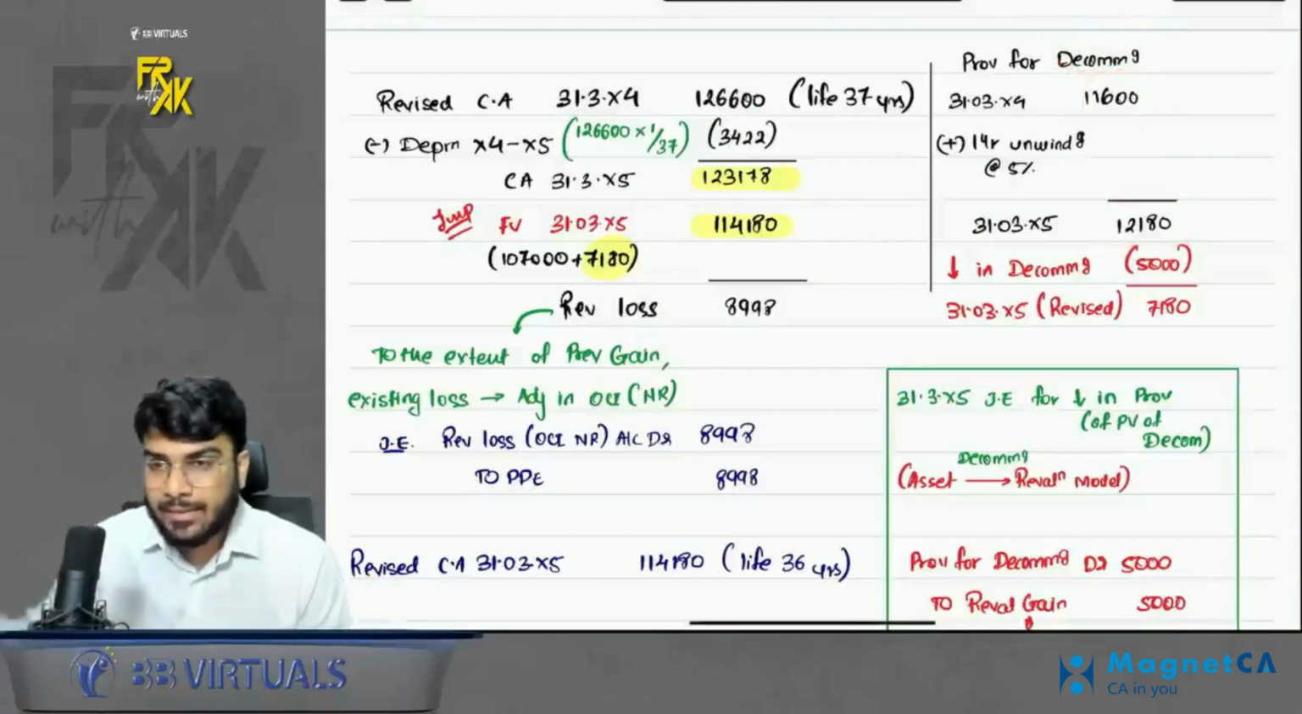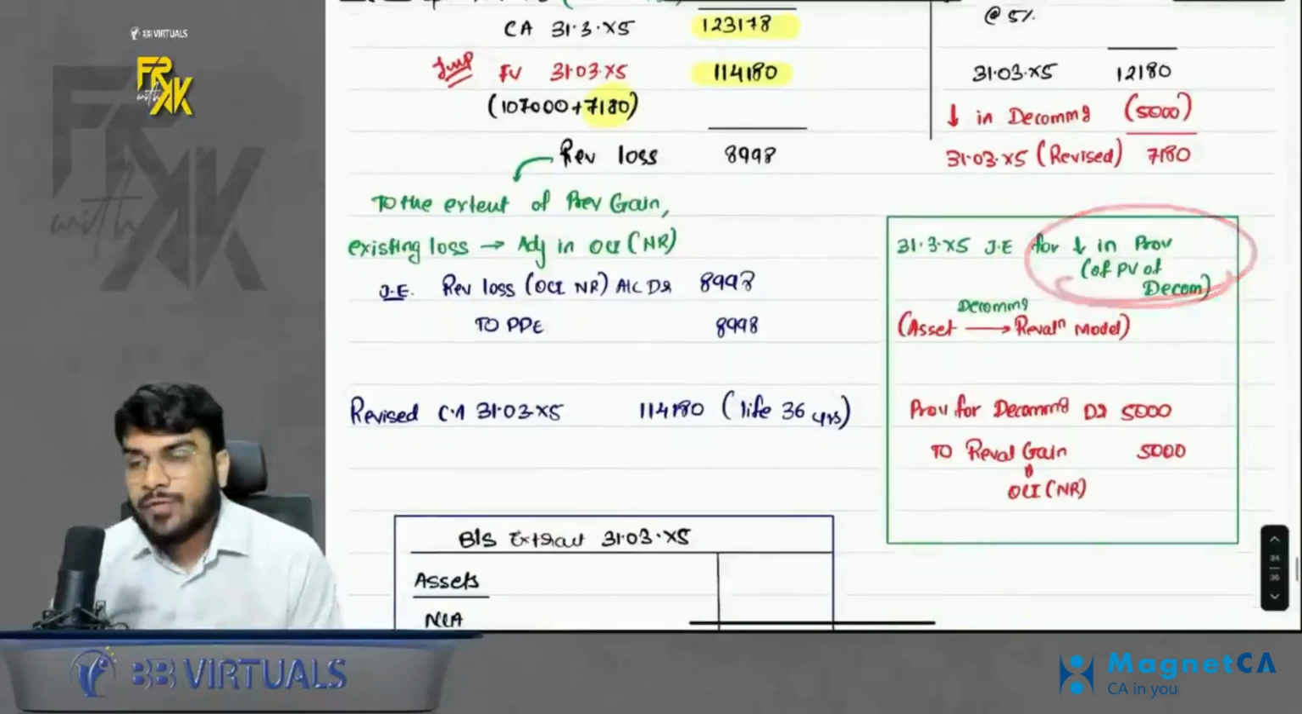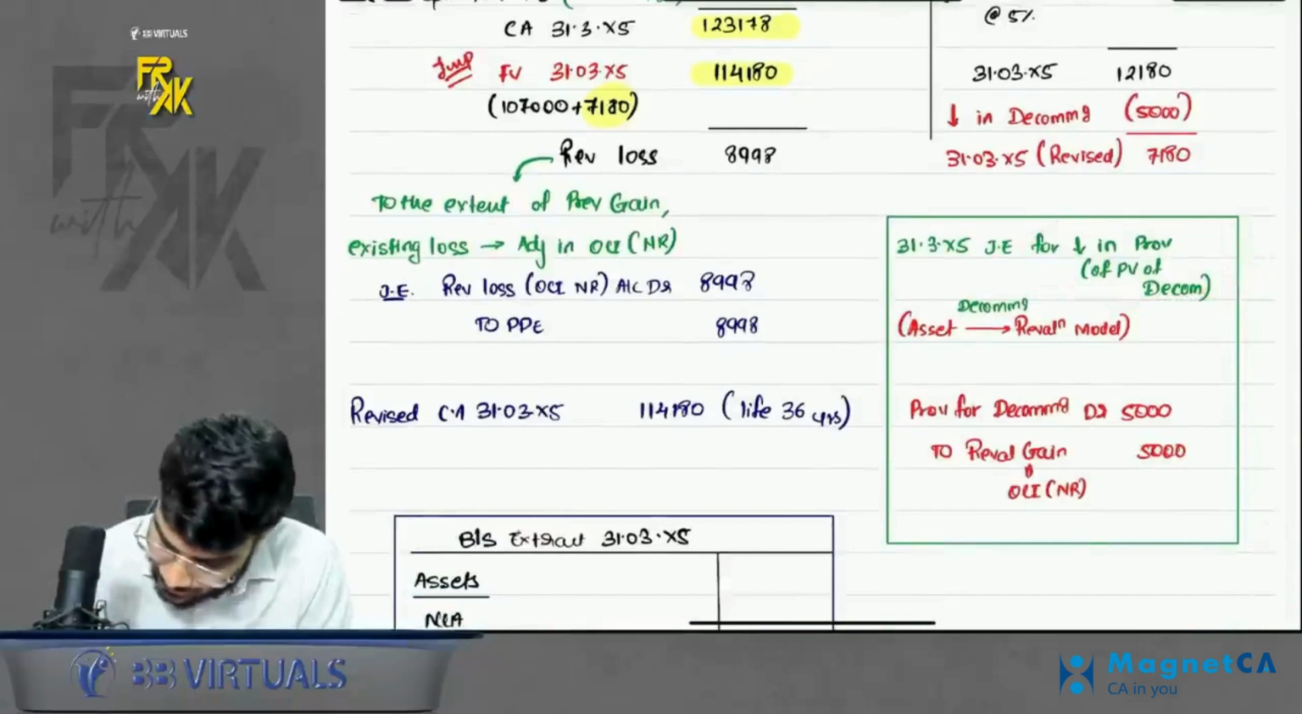Now the question says that there is a decrease by 5,000, right? But where do we adjust such a decrease? In this question, the asset is not at cost model. It is at revaluation model.